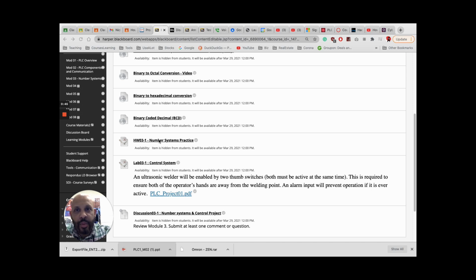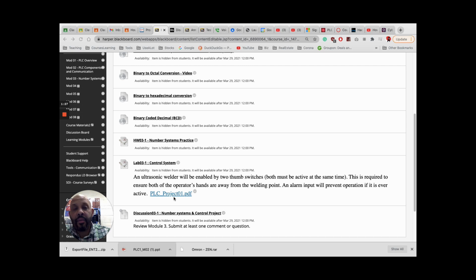You're going to have the opportunity to practice 10 times conversion of different numbers. Then we have the control system right here. An ultrasonic welder will be enabled by 2 thumb switches. These 2 switches have to turn on at the same time. They must be on at the same time in order for your output to turn on. Both must be active at the same time. This is required to ensure both of the operator's hands are away from the welding point. An alarm input will prevent operation if it's ever active.